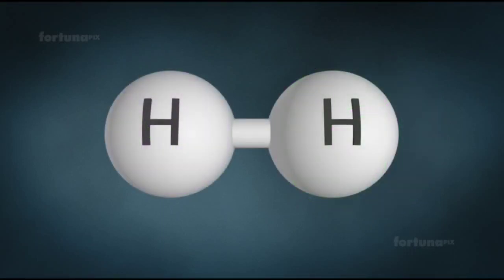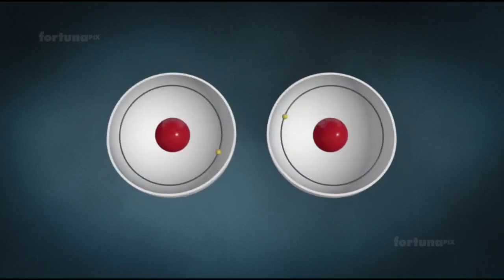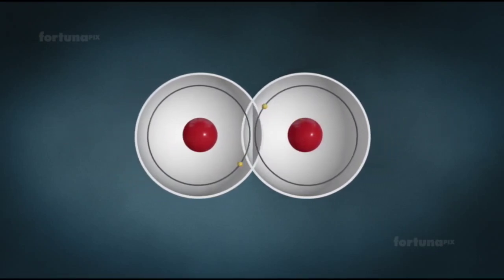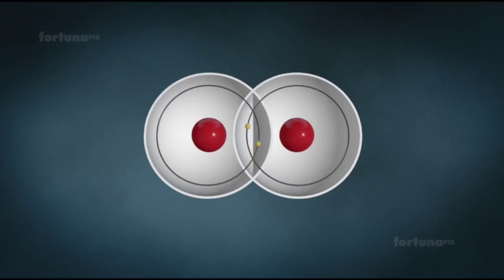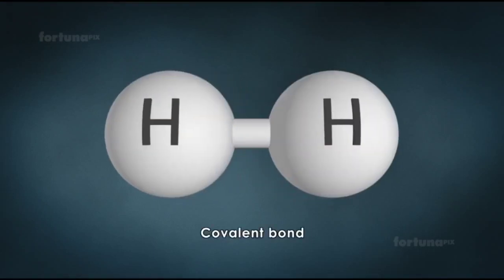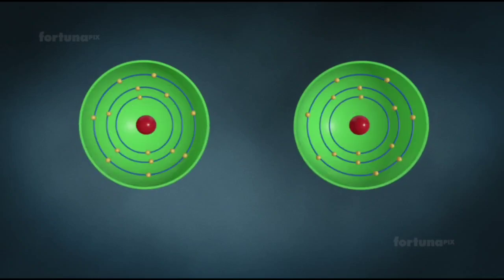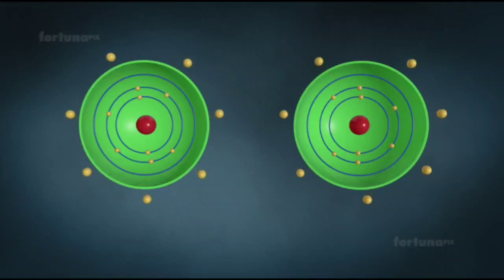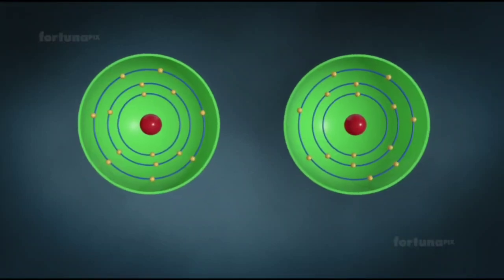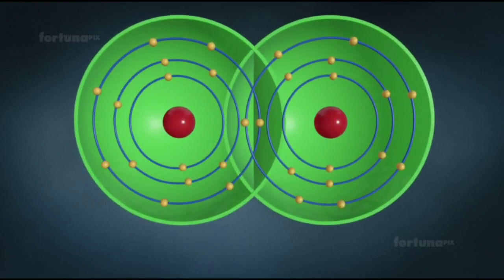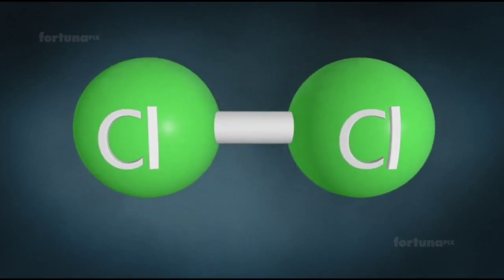Let's take a look at the simplest of covalent bonds, the bonding between two hydrogen atoms. Each atom of hydrogen contains a single electron. As the two atoms join together, they will share their electrons, creating a covalent bond. Halogens such as chlorine also form molecules through covalent bonding. In the case of a chlorine atom, there are 7 valence electrons. If two atoms of chlorine are joined together, they will share 2 electrons and form a covalent bond.